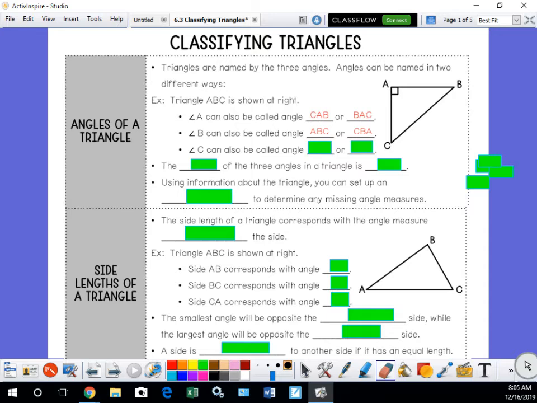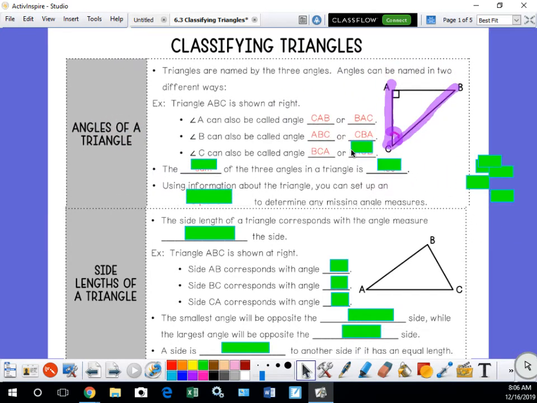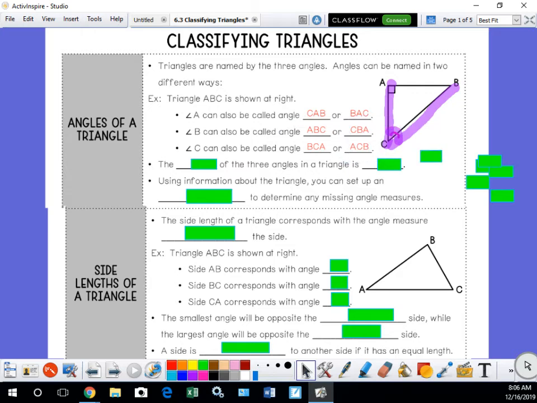And then angle C is right here, right? So we could call angle C angle BCA, because it goes from B to C to A, leaving this angle as the one you're talking about. Or you could reverse that and call it angle ACB.